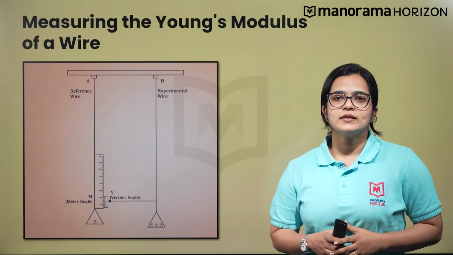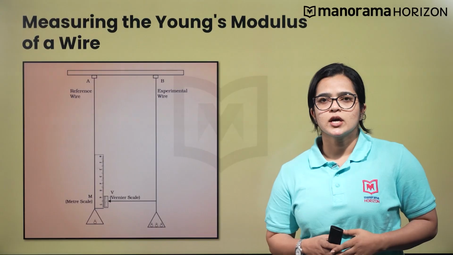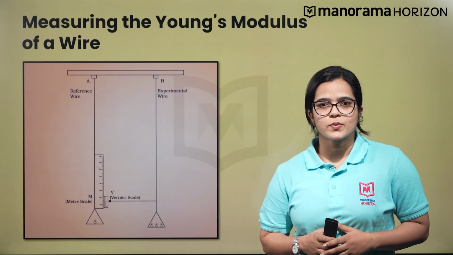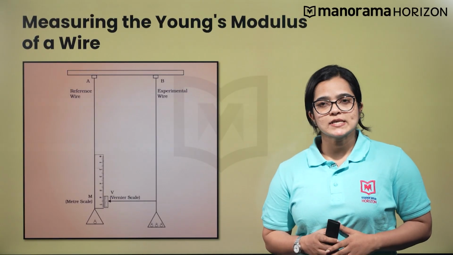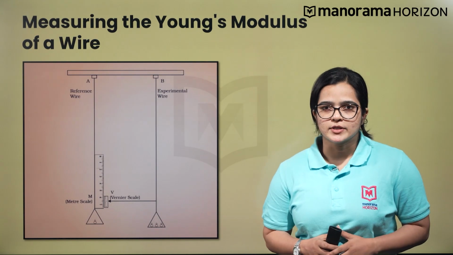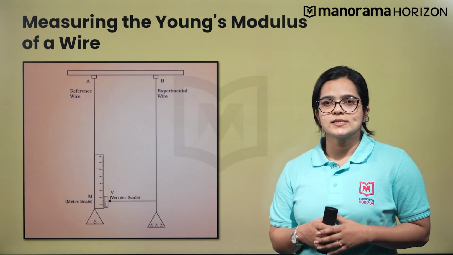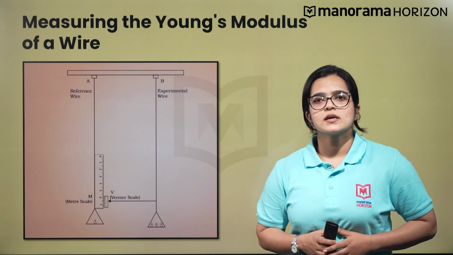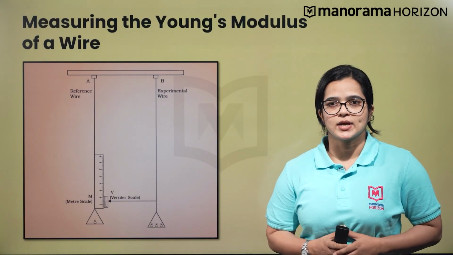We are asked to find the Young's modulus of two wires. The experimental setup requires two such wires, in which one will act as a reference wire and the other as an experimental wire. The wires must be of the same material and of equal dimension. The mass placed on this span B will exert a force on the wire B. This force causes the wire to stretch, thereby causing a tensile strain.